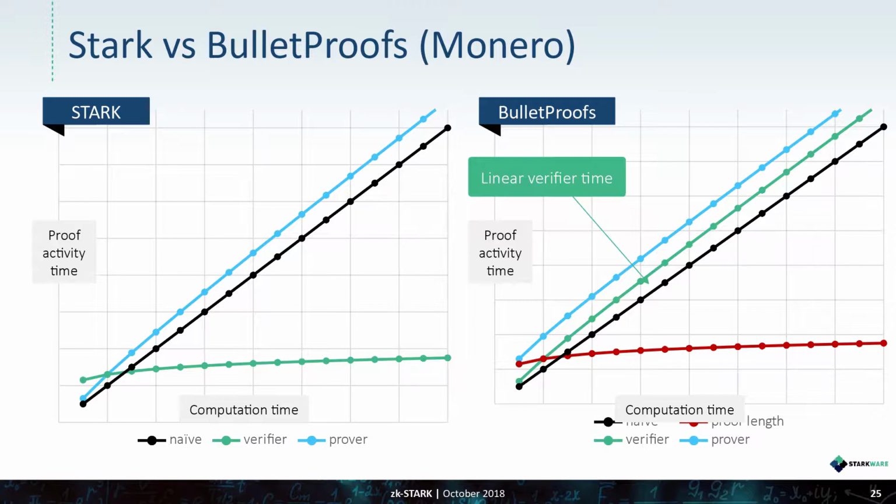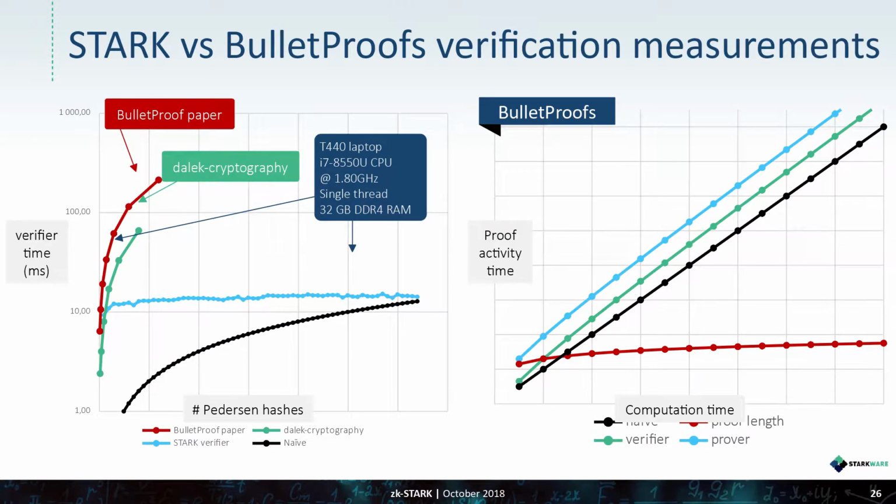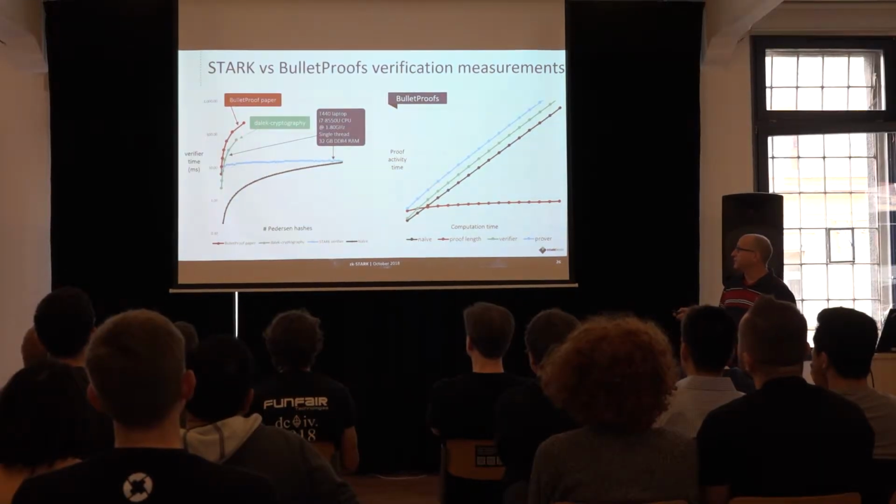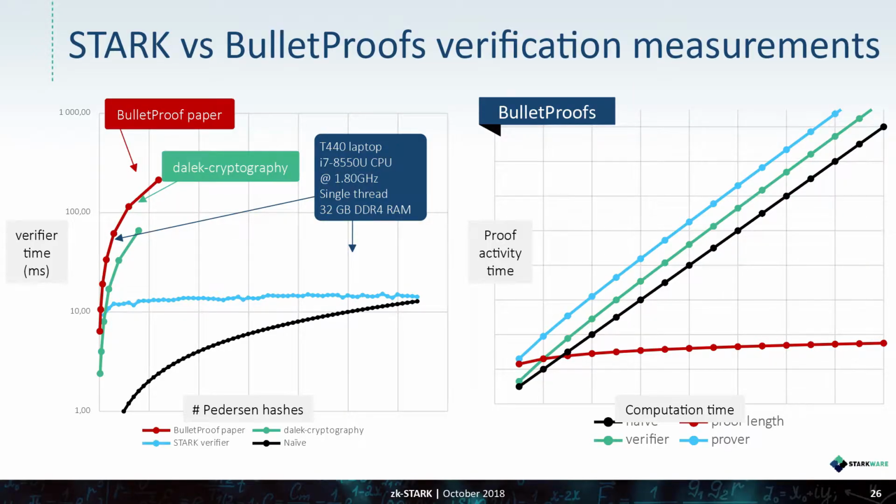So here are some measurements that compare the actual verifying time of Bulletproof, first from the Bulletproof paper of Dan Boneh, Benedikt Bünz, and others. And there is a more recent Rust implementation on Dalek cryptography that I just downloaded on this laptop, T440, and I compared it to the Stark verifying time, and compared all of this to naive execution of Pedersen hashes.